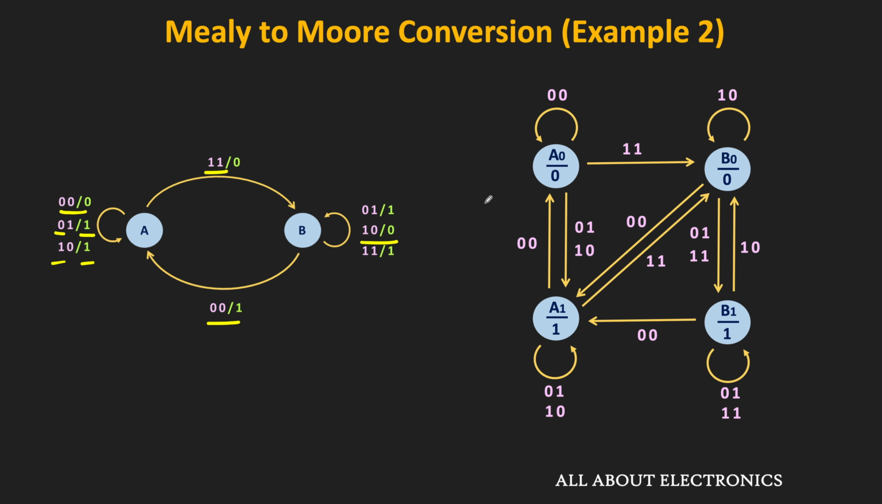And after the conversion, this is the equivalent state diagram of the Moore machine. So if required, then instead of this A0, A1 and B0, B1, we can represent these states as A, B, C, D or with any other name. So in this way, we can perform the Mealy to Moore conversion.